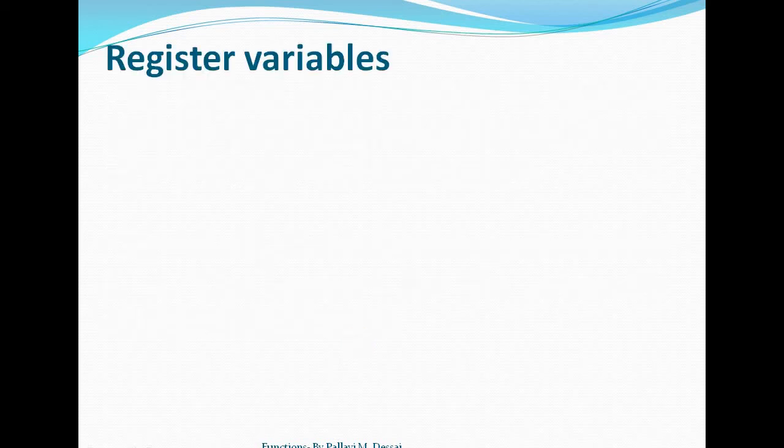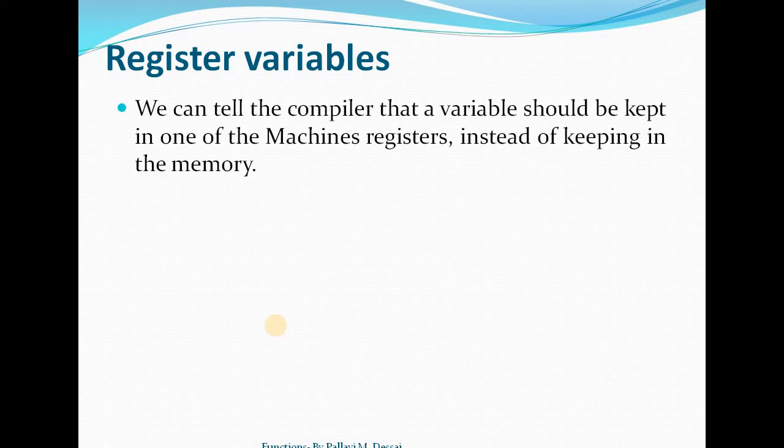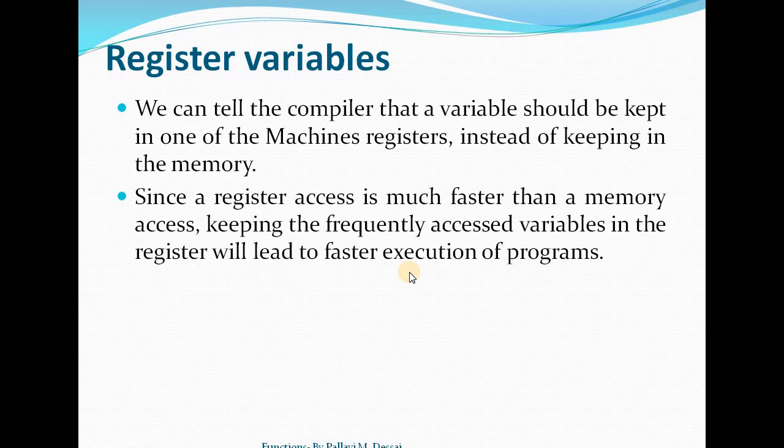Okay, next we'll move on to the last storage class, that is register variables. We can tell the compiler that a variable should be kept in one of the machine's registers instead of keeping it in memory. Suppose you want to store some variables in the machine's registers. As you already know from the electronics of computers, there are some limited registers used for storage, and if you want to store some values in the machine's register, not in the RAM, we are going to use this register storage class.